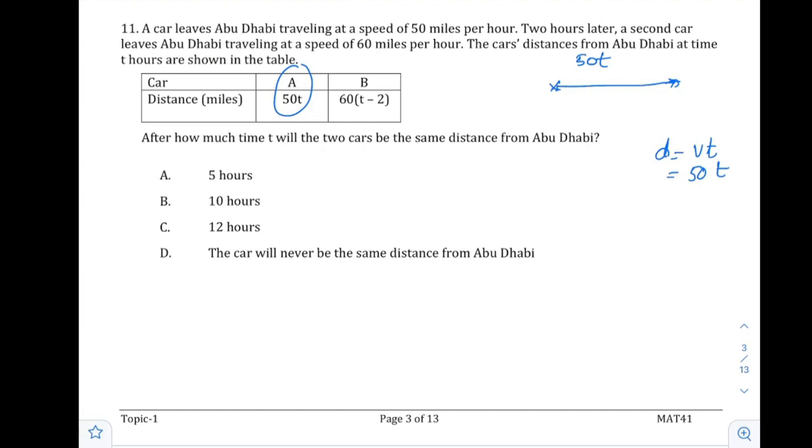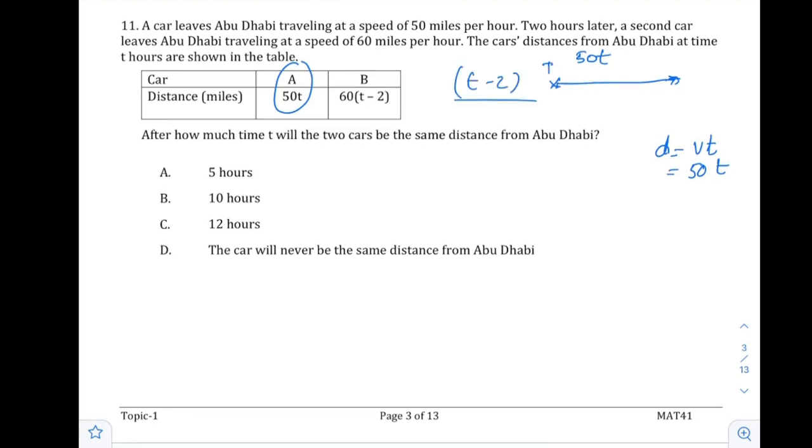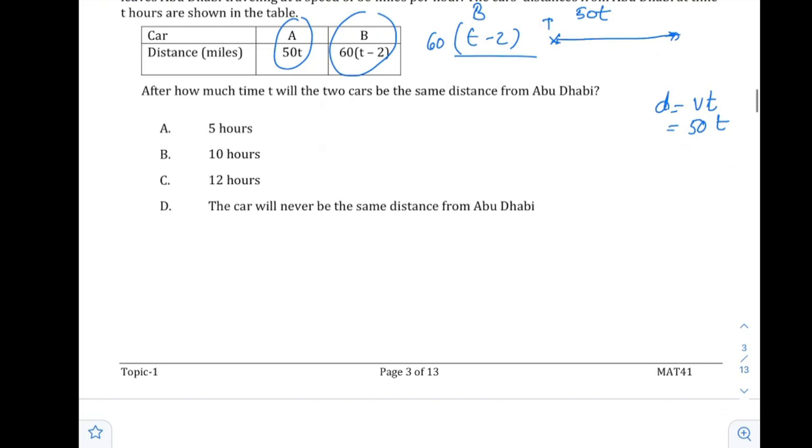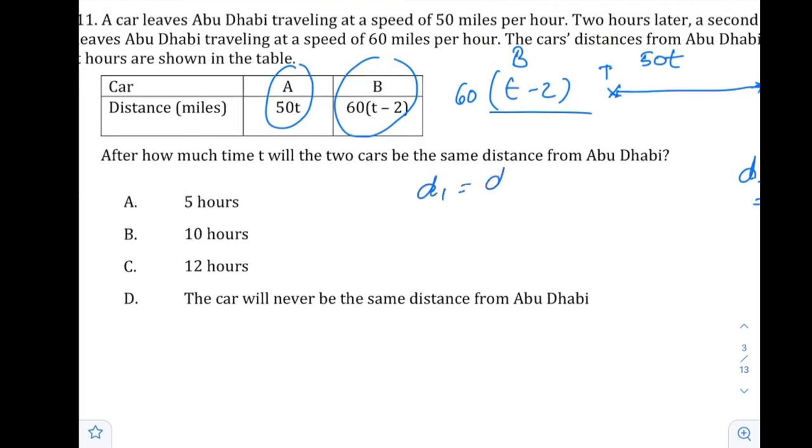After 2 hours, now here, if this is the time starting here, before that, so t minus 2 is the time for the second car, which is B, that started to move, traveling at a speed of 60 miles per hour. So the distance here is 60 times t minus 2. So this explains the t minus 2, because it moves 2 hours later. After how much time t will the two cars be the same distance from Abu Dhabi? So it means distance 1 is equal to distance 2.